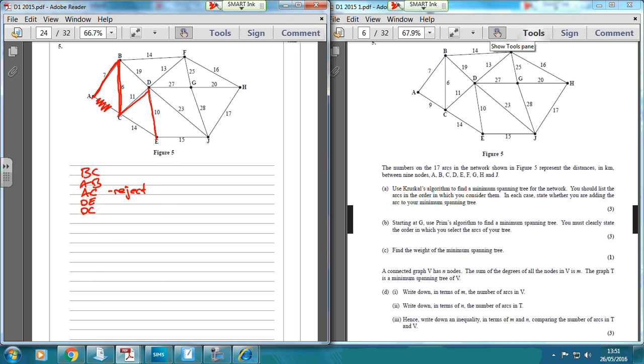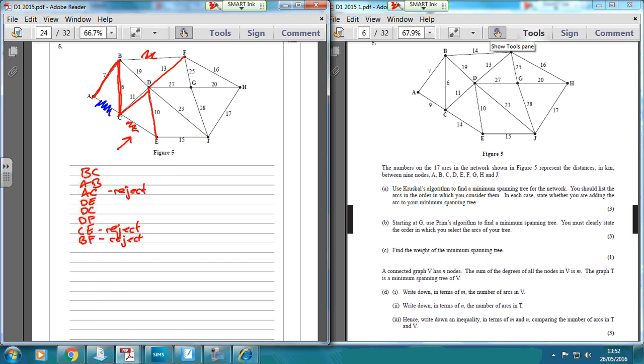Let's do this in a slightly different colour to show which ones we've rejected. The next one after 11 is 12, 13, which is DF. Next one after 13 is 14. If we chose CE down here, that would make a loop. So we're going to say CE, but we reject it. The other 14 is this one up here, but again, that would make a loop. So we reject that one. But we need to say that we've considered BF, and then we've rejected it.